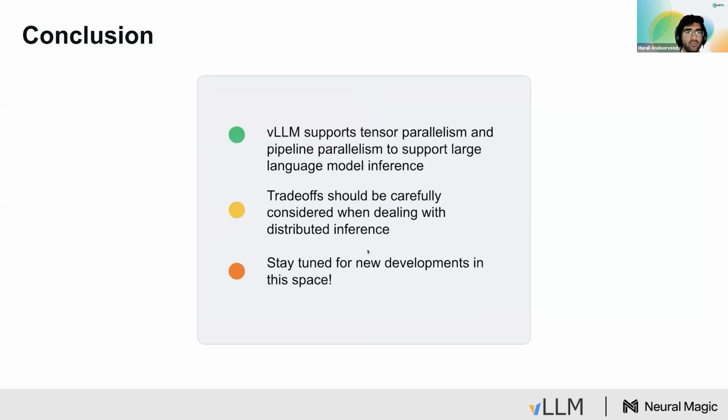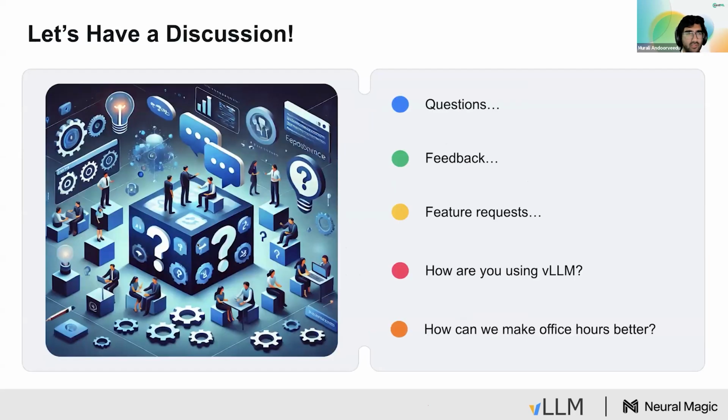Awesome. Yeah. So in conclusion, we support tensor parallelism, pipeline parallelism. You have to consider the trade-offs carefully, and stay tuned, especially for new developments such as expert parallelism and V1 as well. Yeah. So that concludes my section of the talk. I'll hand it over to Tyler, and I'd be happy to take any questions as well.